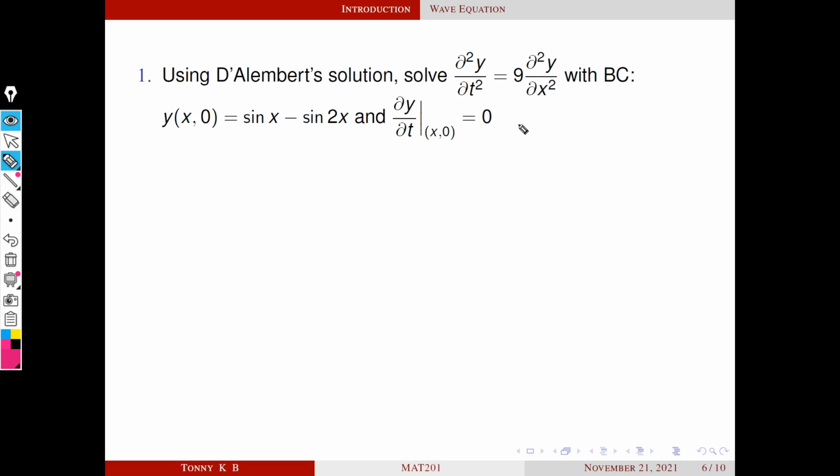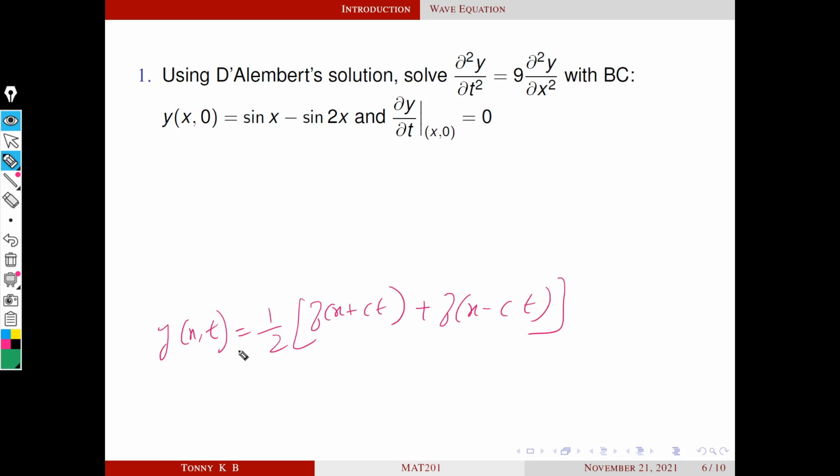So what about c from this equation? Here c square is 9, so we can choose c as 3 or minus 3. For simplicity, we can choose c is equal to 3. Whichever we choose, no problem, we get the same answer. Anyway, what is the D'Alembert solution of this type of problem? Here f of x is sin x minus sin 2x and this is 0. The D'Alembert solution is 1 by 2 f of x plus ct plus f of x minus ct. We can choose c as 3.